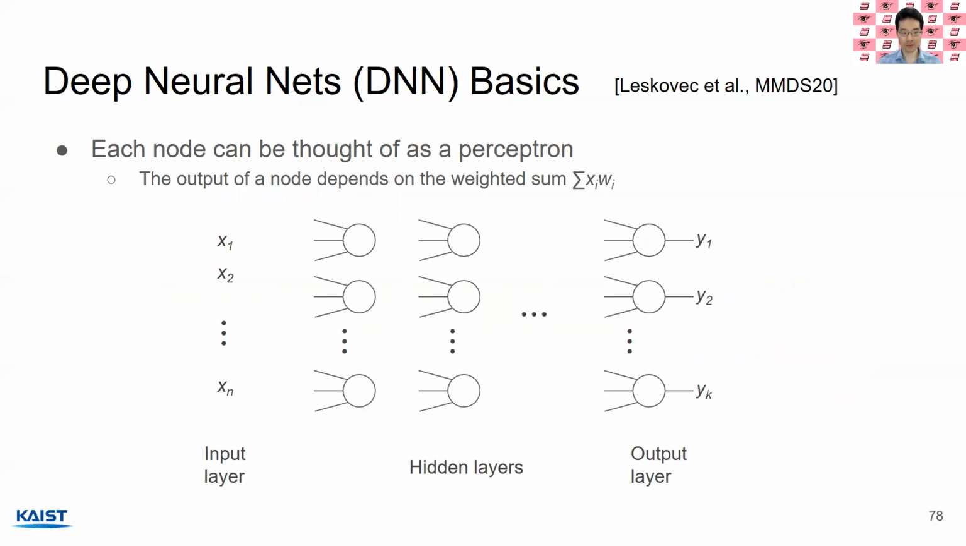Now, just to give you some basics for deep neural networks, each of these perceptrons are connected to form this neural network, where there is typically an input layer followed by one or more hidden layers, and then an output layer where you can use these final y values to make a prediction. Individually, each node's output is going to depend on the weighted sum of the inputs, followed by some nonlinear function that's applied to this sum.